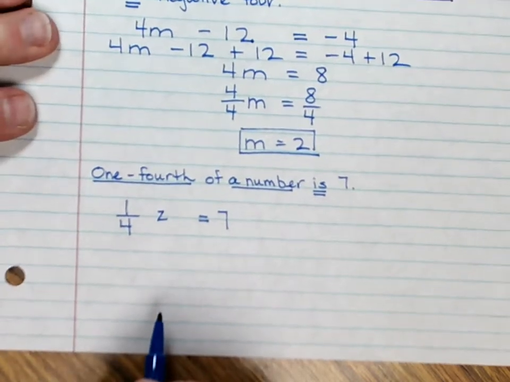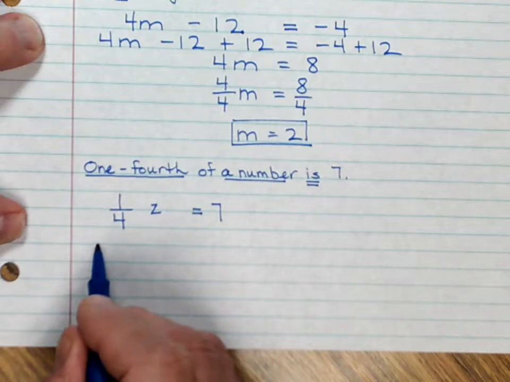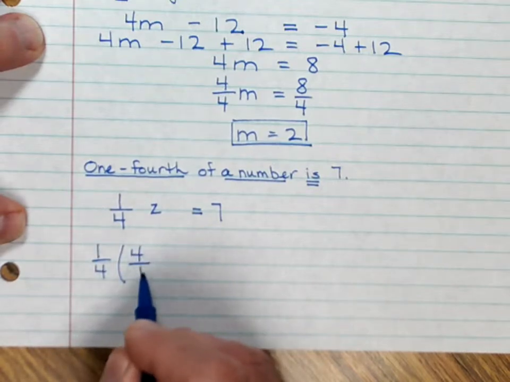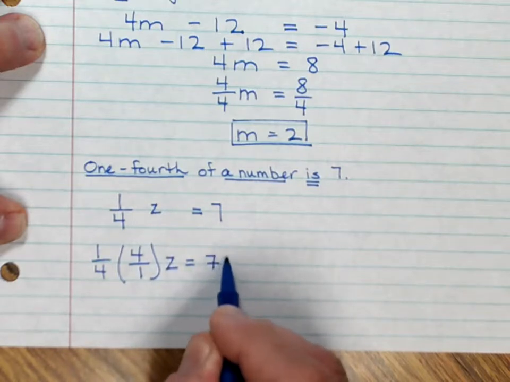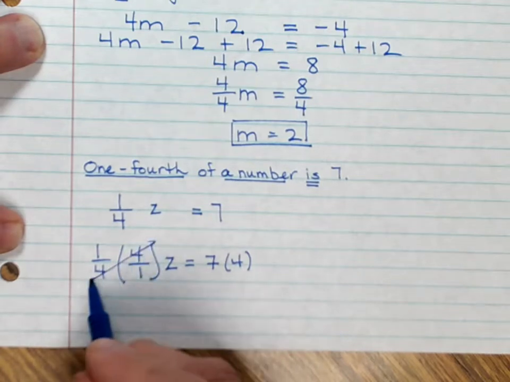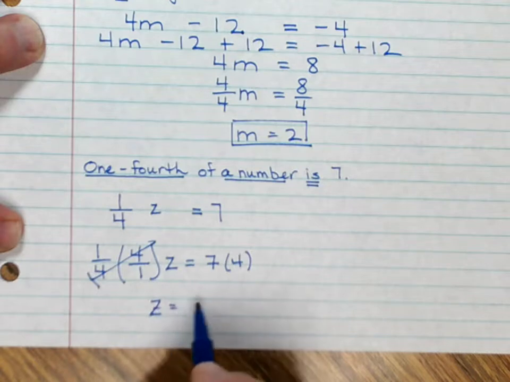And there it is. And all you have to do is multiply. Again, we did this yesterday, by the reciprocal of 1/4. So 1/4 times 4 over 1, z, is equal to 7 times 4. 4 over 4 is 1, leaving us with z, and the product of these two factors is 28.